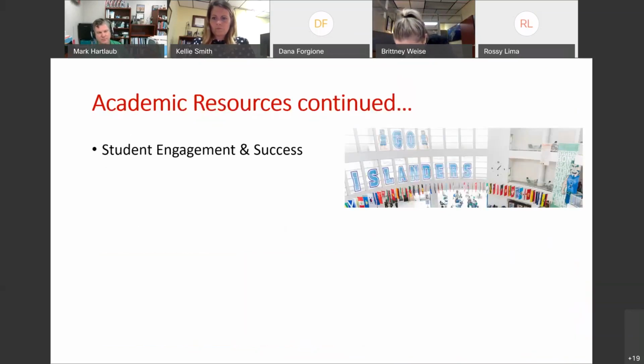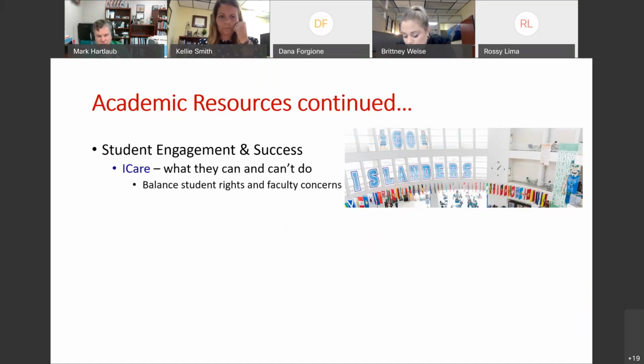Some other resources continue. Student engagement and success. They used to be called student affairs. That's what they are on many campuses. They used to be called student affairs here. Now it's student engagement and success. It's SEAS, S-E-A-S. So when you hear that acronym SEAS, that's what it is. Within student engagement and success, there is iCare. And iCare is really a student resource.